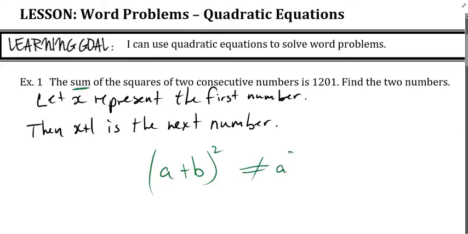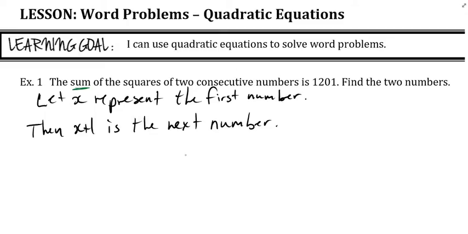And we know this is different from a squared plus b squared. So when it says the sum of the squares, that means one thing. If it says the square of the sums, that means another thing. What if it said the product of two numbers? What does product mean? Jaden? Good. So the product would just be a times b equals something.